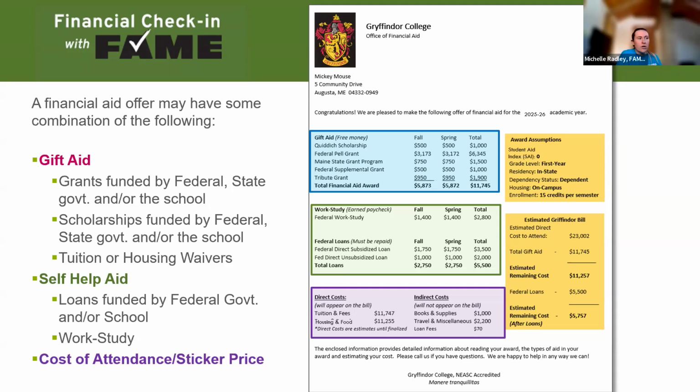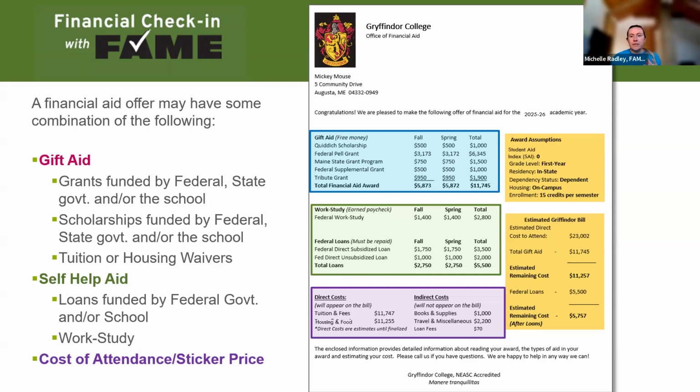So you can see there are different line items for things like a scholarship. In this instance, it says Quidditch scholarship, but that might equate to some sort of sports scholarship maybe a student's receiving. There are also scholarships funded by federal and state government and or the school. So maybe you would see like Maine State Grant in the gift aid section of an offer letter. And then that's also where any sort of tuition or housing waiver would appear.